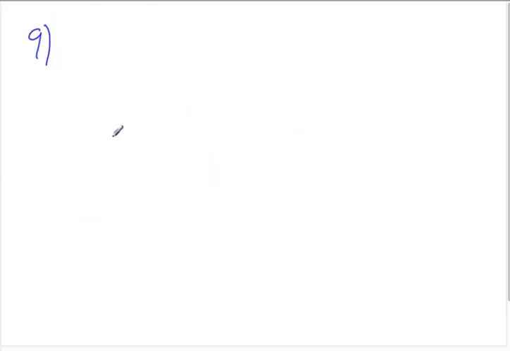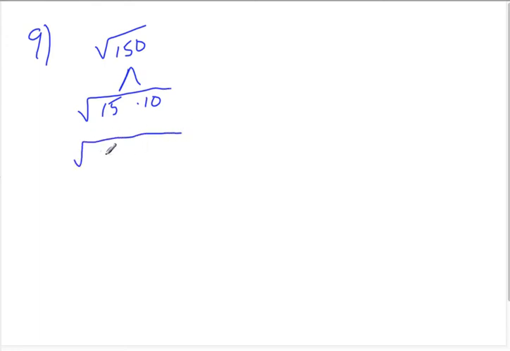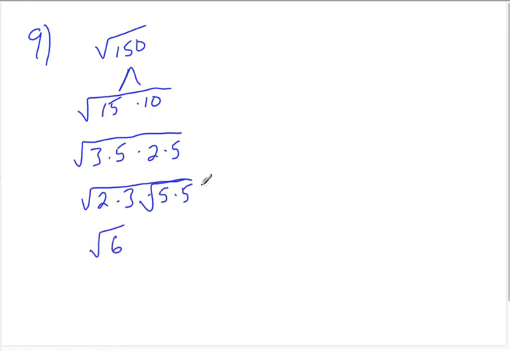Number 9. Simplify each radical expression. Square root of 150. Okay. Well, I know that is 15 times 10 square root. I know that is the square root of 3 times 5 times 2 times 5, which is the square root of 2 times 3 times 5 times 5. So we can have 2 square roots there. So we have the square root of 6, and this is 5, so it's just 5 root 6.